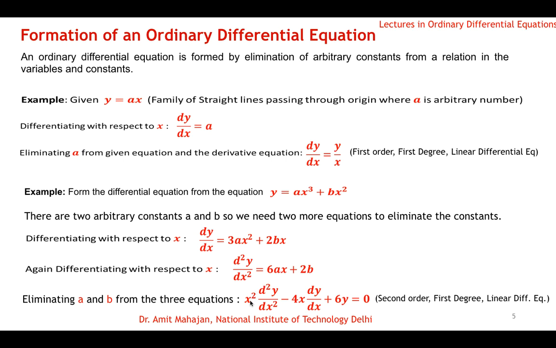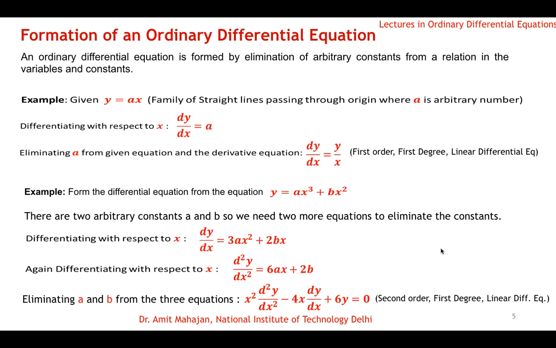Here the highest derivative is d2y by dx square, so second order, and its whole power is 1, so first degree. And in this first term there is y occurring only one time, the dependent variable. In this second term y occurs only one time, and in this third y occurs one time. So it's a linear differential equation.